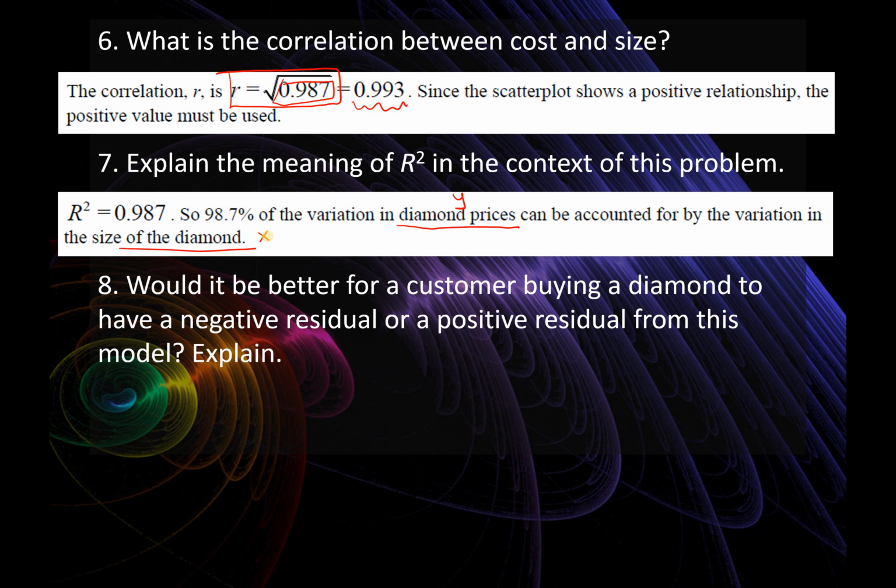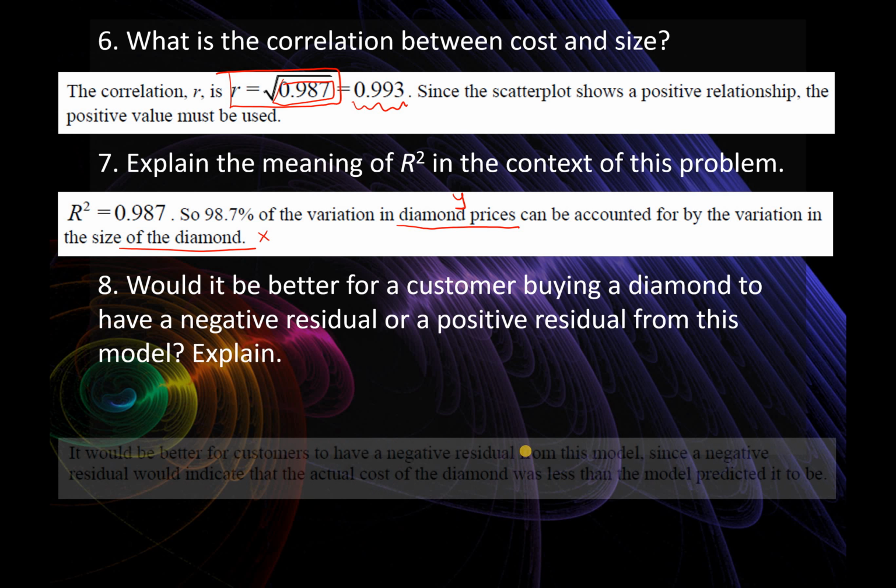Now the last one's asking me, would it be better for a customer buying a diamond to have a negative residual or a positive residual? Well, you like it if you pay less than you thought you'd have to. And since your residual is observed minus expected, we want the observed to be less than the expected, so that means that number is going to be negative.